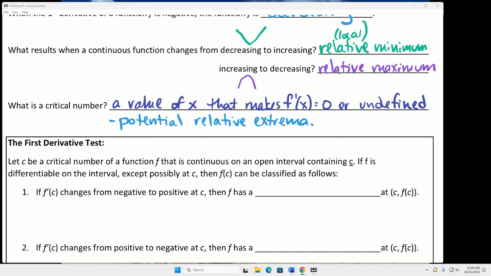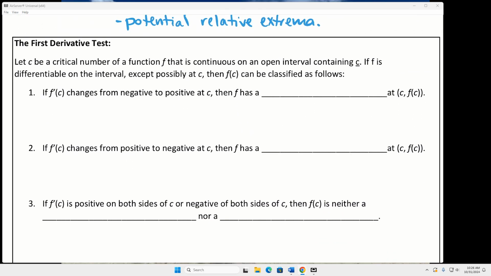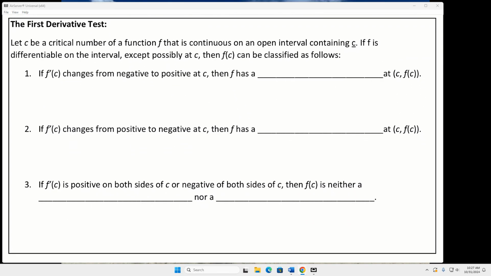The reason that it's okay if the function is not differentiable at c, at the critical number, is because you have a situation like this. If this was what the function looked like, it wouldn't be differentiable there, but you would still have a relative minimum there because you have that sharp turn. So it's okay if at that point the function is not differentiable. So anyway, if f prime of c changes from negative to positive at c, then f has a relative minimum at the point c, f of c.